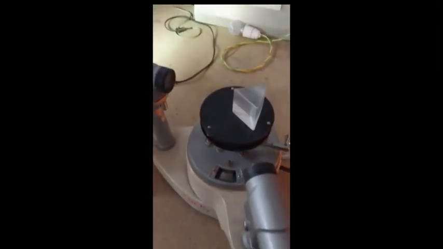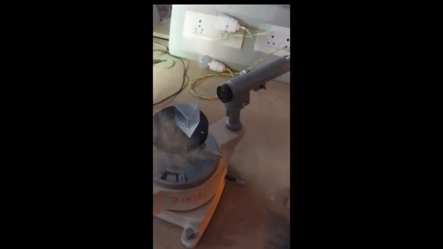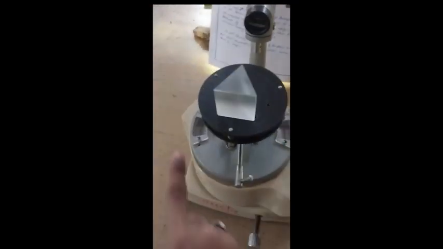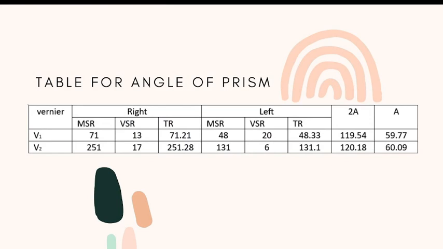Now take the readings of vernier V1 and vernier V2. Now we have moved the telescope to the other side of the prism. Now you can see the slit from this side as well. Take the readings from vernier V1 and V2 and note them down. Here is the table comprising the values that we acquired during the experiment. In vernier V1, since we have moved the telescope in the anticlockwise direction, we will be adding the values of right and left to acquire 2A.